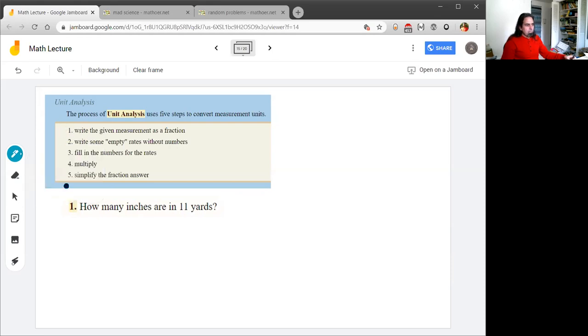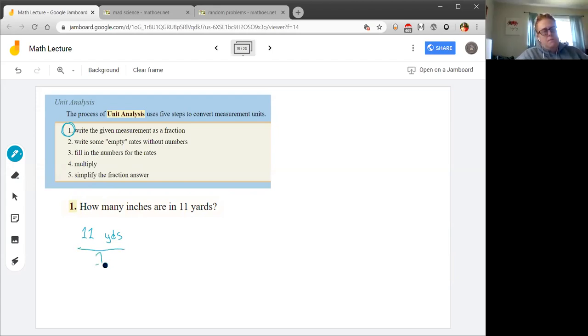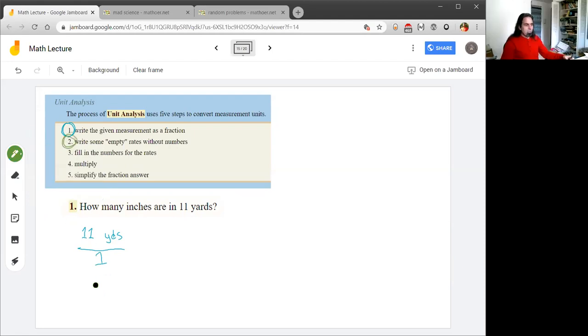So my first step when using a unit analysis was to write the number as a fraction. So 11 yards isn't a fraction. How do I make something a fraction when it's not? Put it over 1. Then we need to change the rates to what we want. We're looking for inches. So there's a yards on top. I want it to cancel, so I need a yards on bottom.